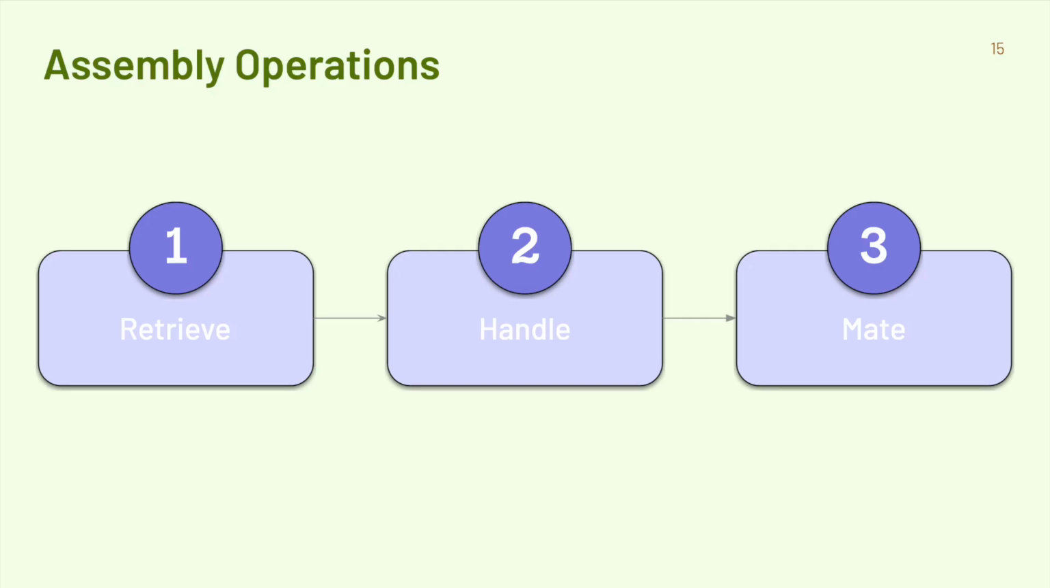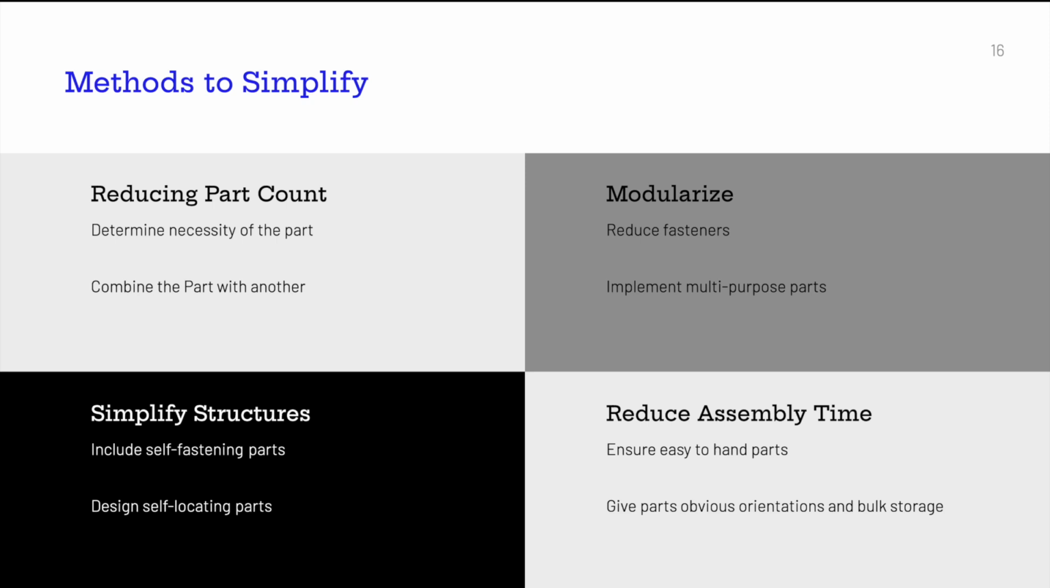So you have to think about when the person or machine that is assembling it, they're going to have to retrieve the part, handle the part, and mate the part within the assembly. So you're going to want to simplify the assembly as much as possible. Some ways to do this are reducing the part count, which means you're going to really have to determine if that part is necessary, and also being able to combine parts. If there's parts that are combined with fasteners that can be made into one part, you should do that.